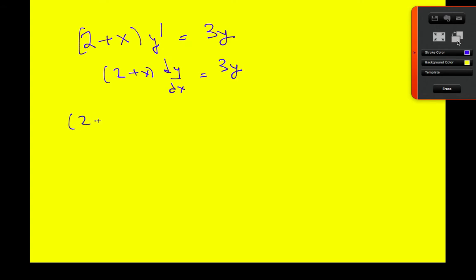All right, example number 2. Let's try this. y prime we know is really dy dx, so 2 plus x dy dx equals 3y. Cross and multiply. All right, nothing is where we want it. That's not good. Let's just divide by y and leave the 3 here, and just divide by 2 plus x.